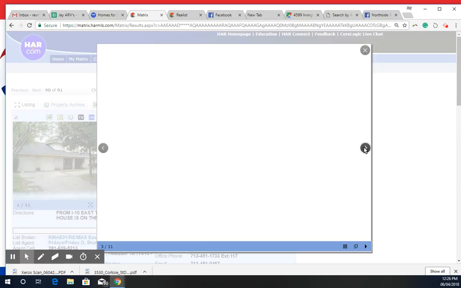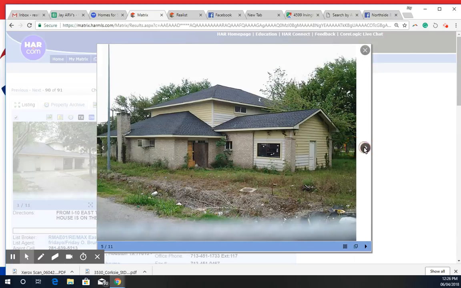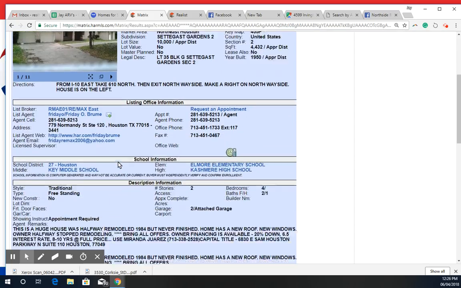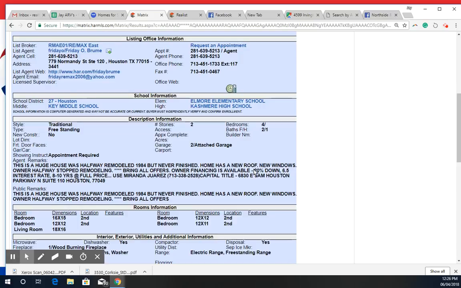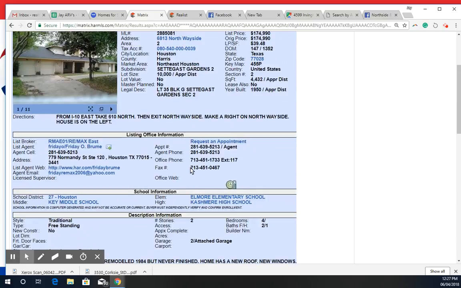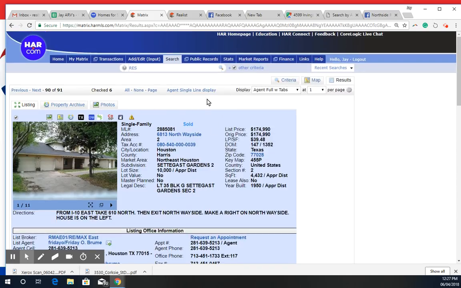I didn't have any pictures from the inside or anything like that, but they said it was halfway done. The owner finance terms were 20% down with a 6.5 interest rate for 8 to 10 years at full price. So if you're going to owner finance it, as I said, I'm at 160, 165, give or take. So we can take it from there, and I'll let you know what I think once I go take a look at it.